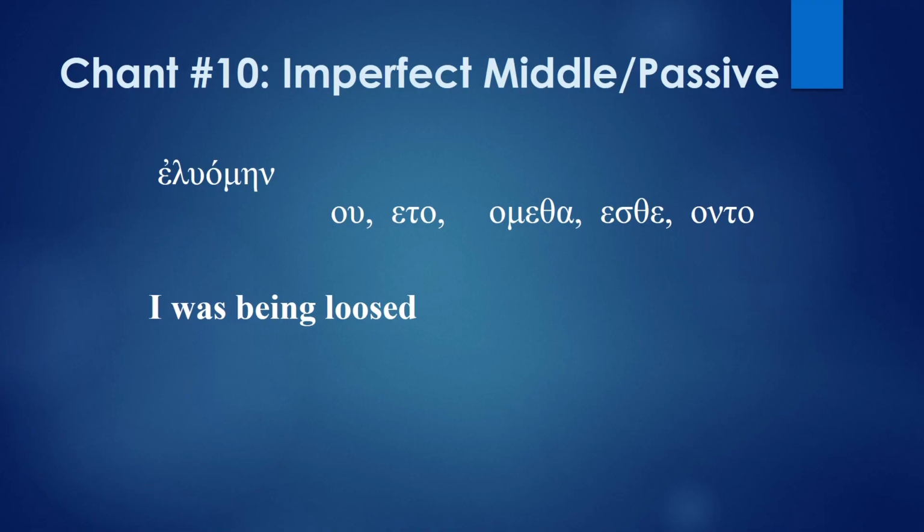Second person singular ending, you were being loosed. Third person singular ending, eto, he, she, it was being loosed. First person plural ending, ometha, we were being loosed. Second person plural, esthe, you all or you were being loosed. Onto, third person plural, they were being loosed.